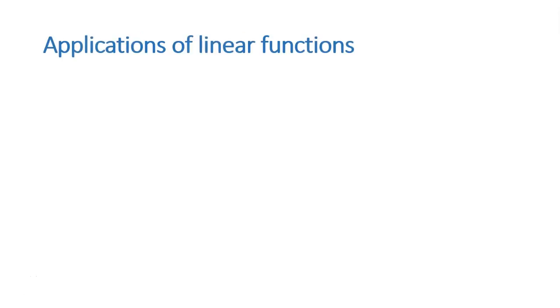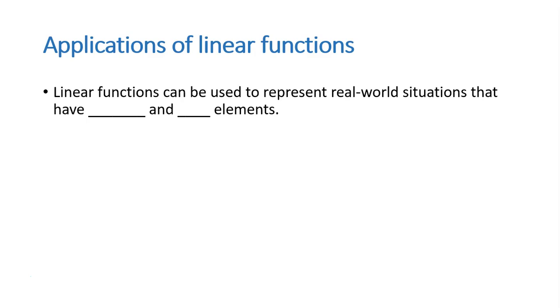Let's finish by talking about a couple applications of linear functions. Remember, to get a linear function, we take slope-intercept form and just replace the y with an f of x, and then we have something that's in function notation. So linear functions can be used to represent real-world situations that have variable and fixed elements. So something that changes based on another quantity versus something that's not going to change.